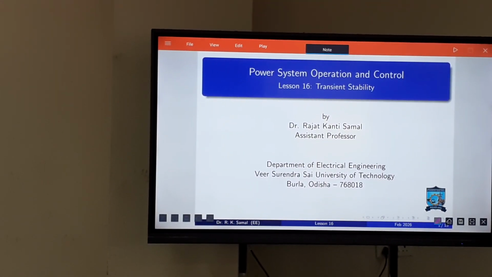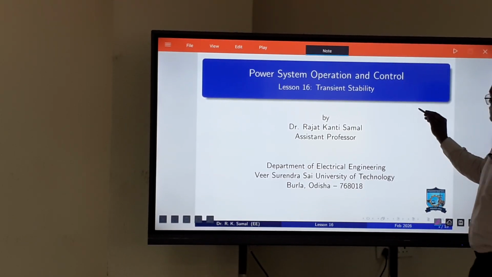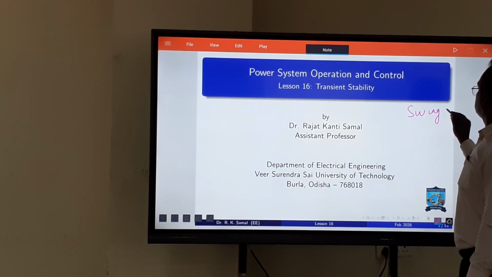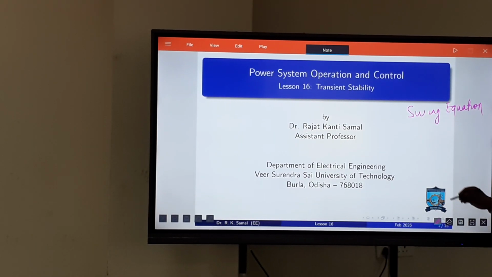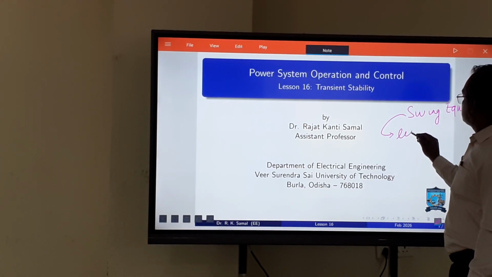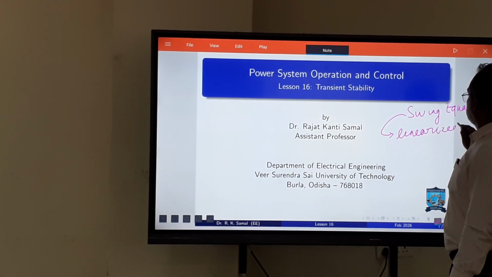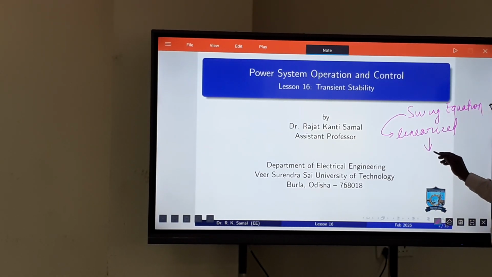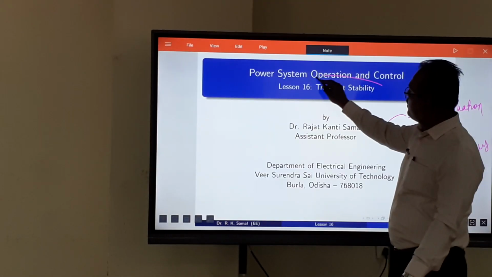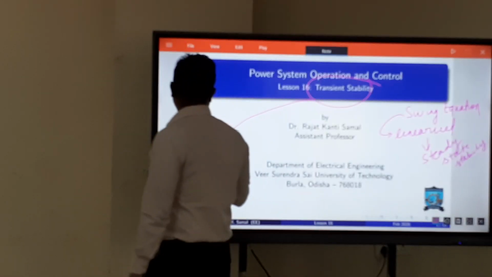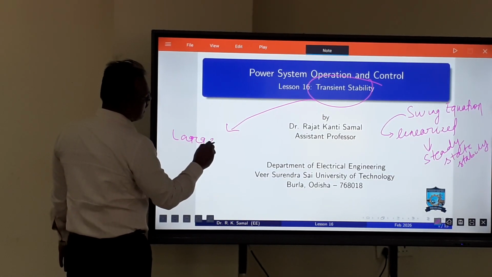Okay, so we have discussed the swing equation. After that, we linearized it and applied it to steady state stability, or I would say small signal stability. Today we will discuss transient stability, which is also known as large signal stability.